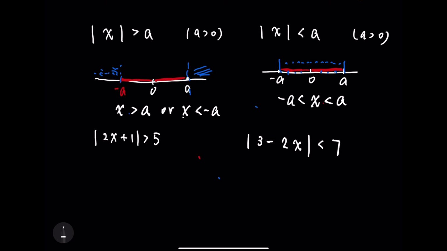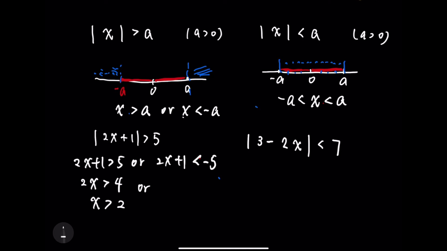2x plus 1 absolute value bigger than 5. So bigger than 5, what does bigger than 5 mean? It means this number has to be bigger than 5, or this number has to be less than negative 5, as in the illustration above. So from there we can solve each inequality: 2x bigger than 4, x bigger than 2, or 2x less than negative 6, x less than negative 3. So these are my two answers. So this is if it's bigger than.